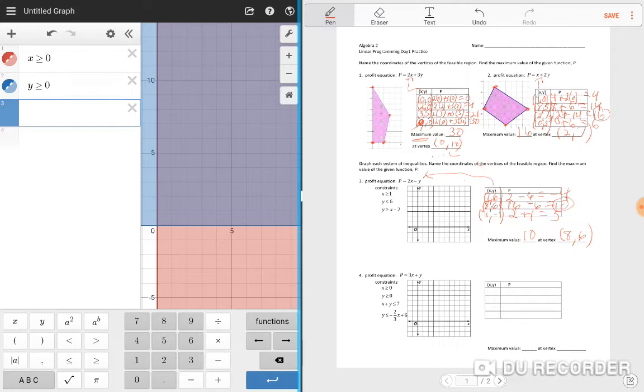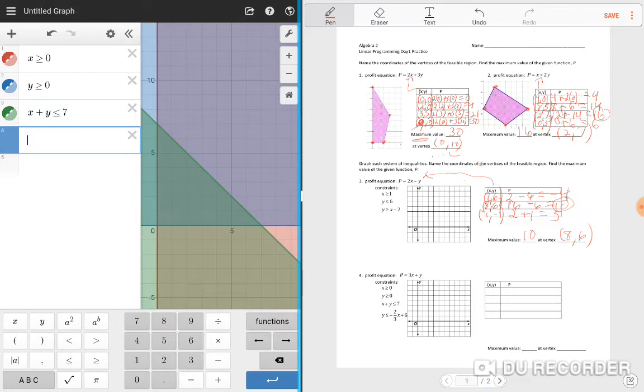If you were to graph this on your own, you'd probably want to solve for Y. X plus Y less than or equal to 7. And finally, this one has one more constraint. Y less than or equal to 2.